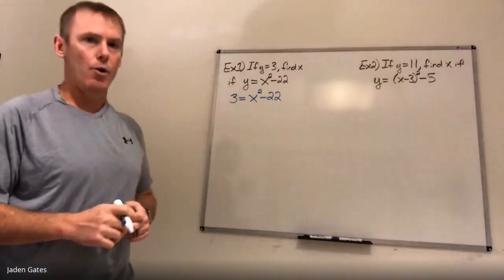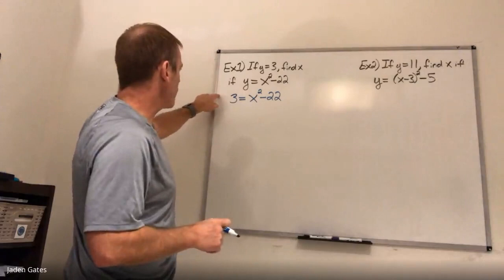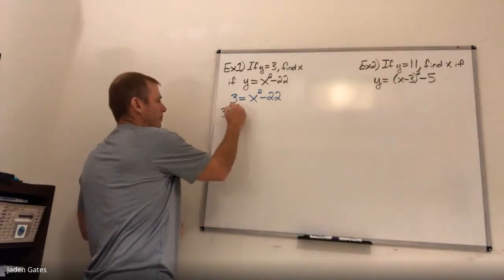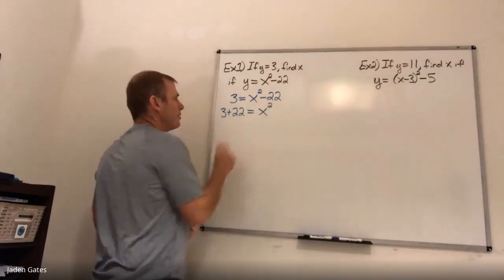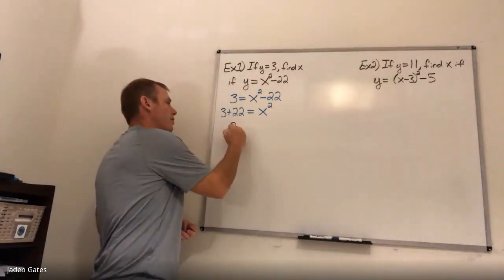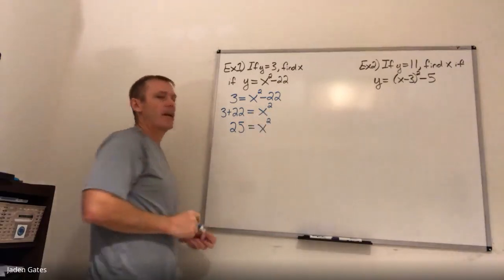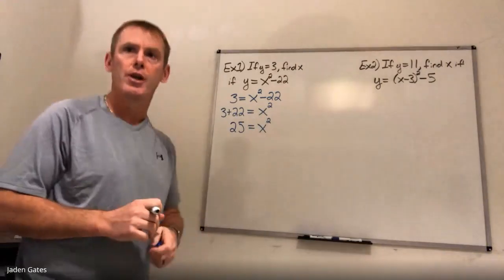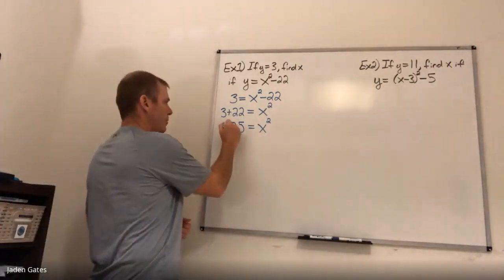All right, now I want to solve for x. And so I'm going to move this minus 22 over to the other side. And so it becomes a positive 22 equals x squared. All right, again, simplifying, I can put the 3 and the 22 together. I get 25 equals x squared. But again, I want to get x by itself. That's what it means to solve it, get x equals. So here's what I'm going to do. I'm going to take the square root of both sides, which I'm sure you've seen before.